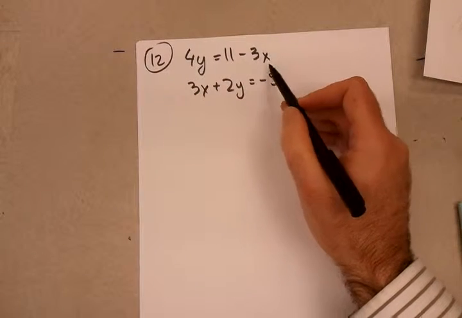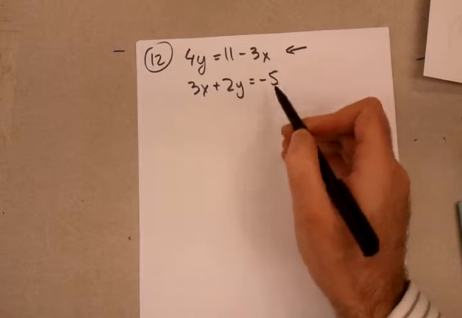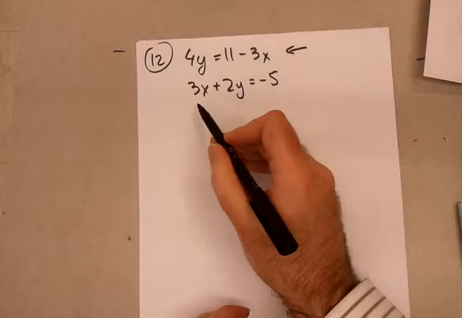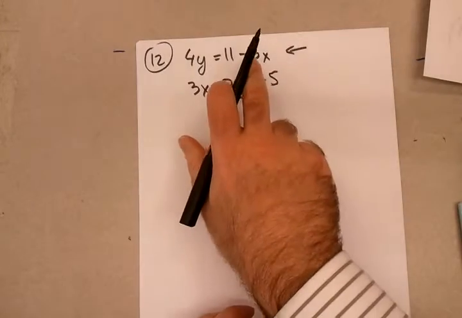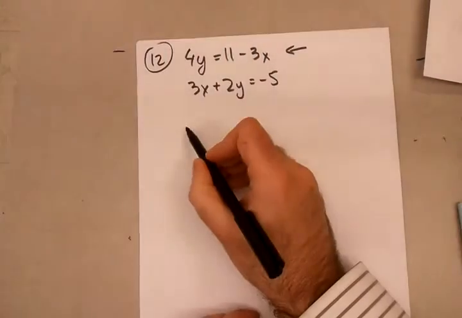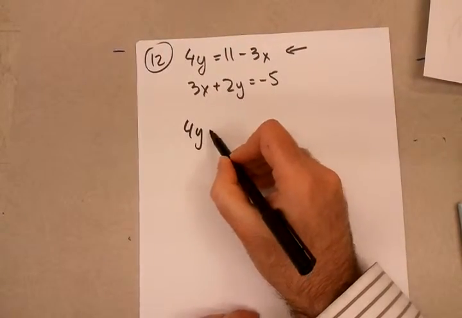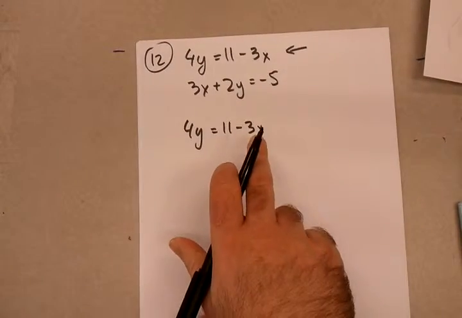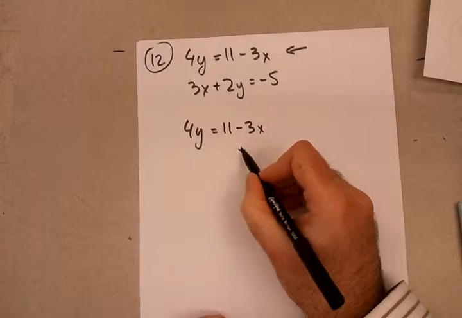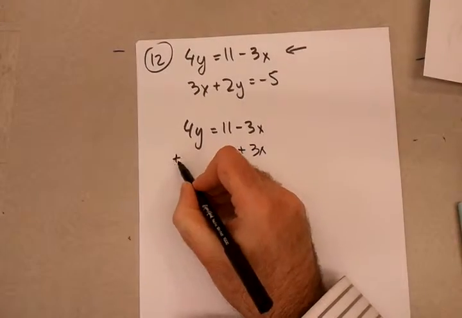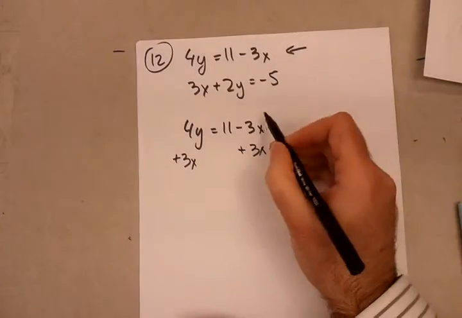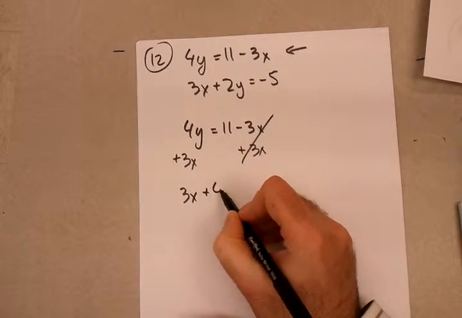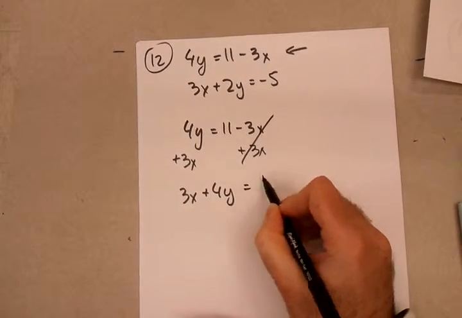I think I'm going to rearrange the top one to make it look like the bottom one. So I want x and y on one side, the constant on the other side. So x and y here, constant there. So I need to move that x over here. So I'll rewrite that top equation. I want the x from here to here. I can just add 3x to both sides. Done. So now I have 3x plus 4y equals 11.